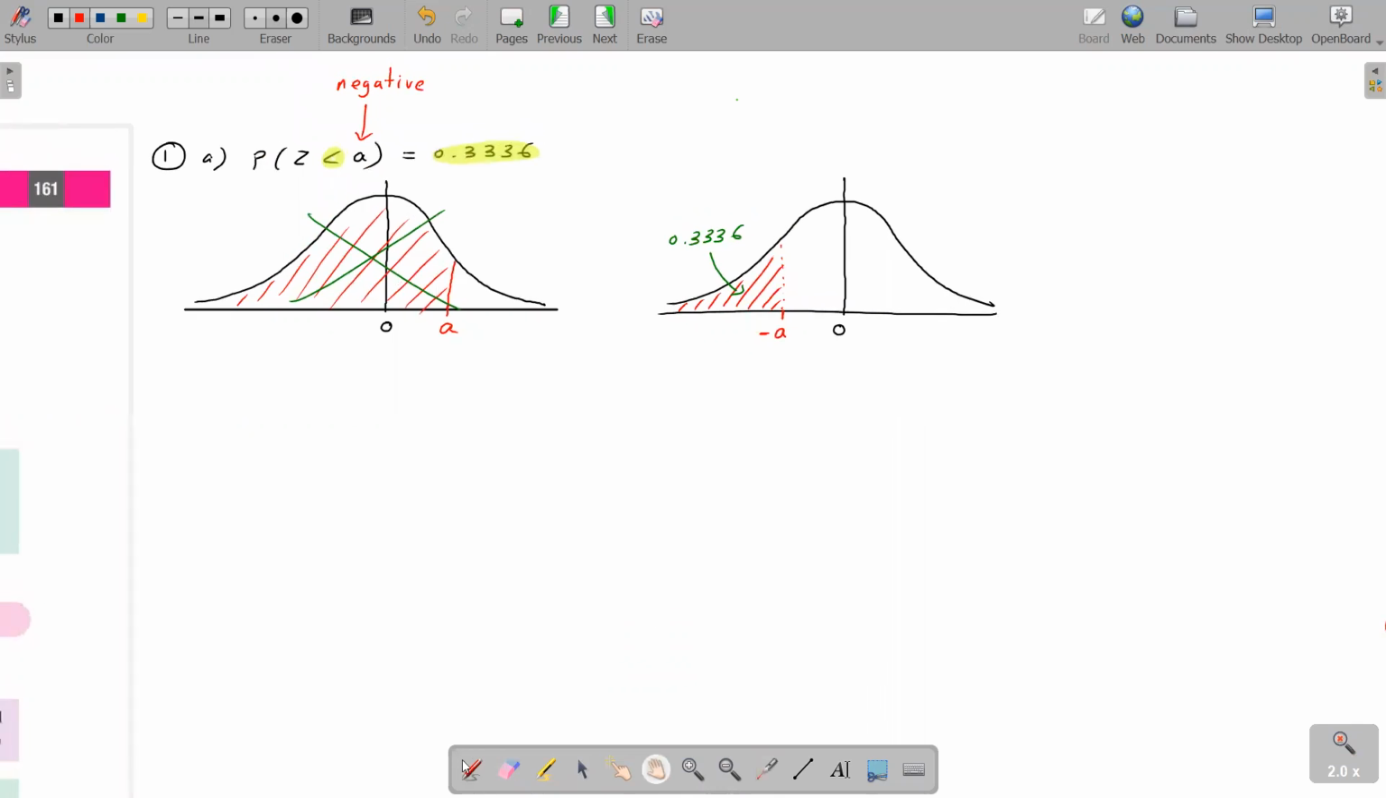To get that, we need to go to the tables, right? So let's go to the tables. First thing is, let me rewrite the sum. Z smaller than A. At this point, I know that A is a negative figure, and this is 0.3336. All right, guys.